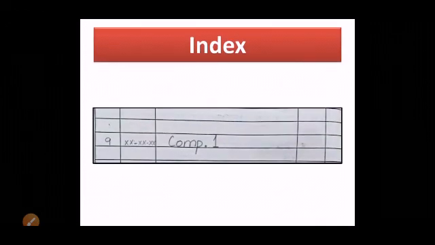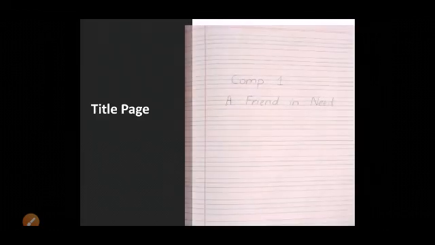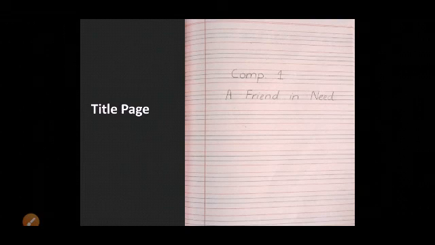First of all, you have to write the index like this. Mention the serial number, that is 9. Write the date, whatever the date is, and then write Comprehension 1. Okay? Write the index very neatly. After the index, you have to make the title page. Just write Comprehension 1 and then mention the name of the comprehension, A Friend in Need.